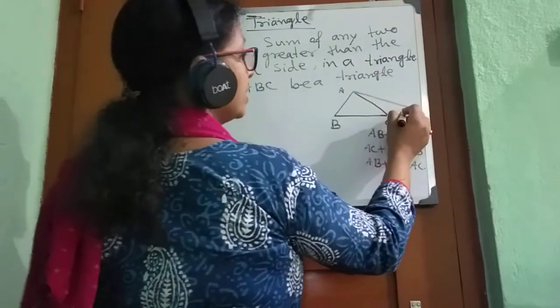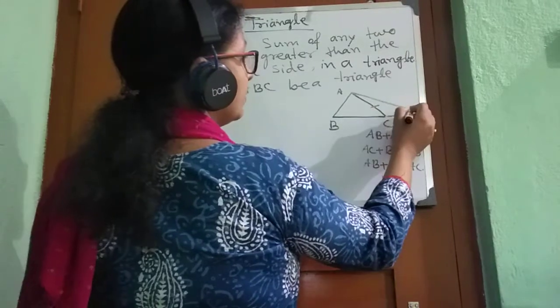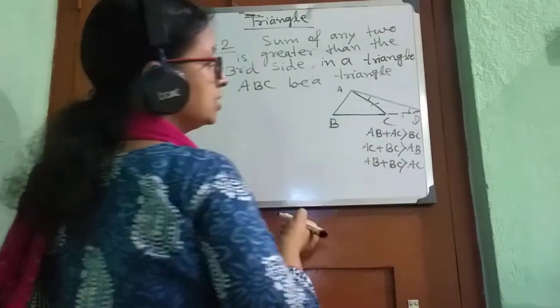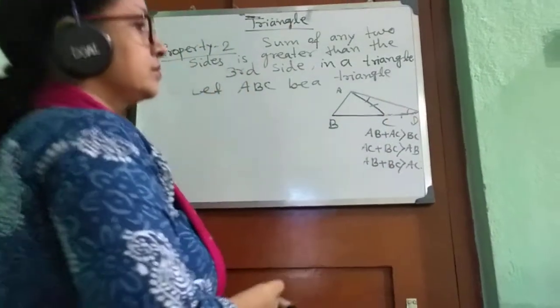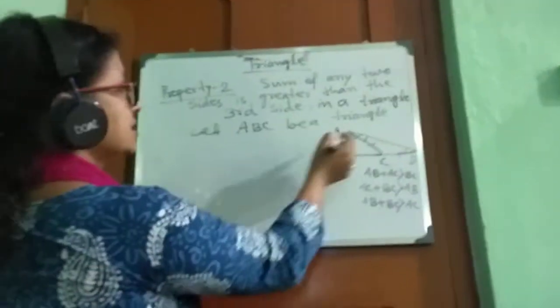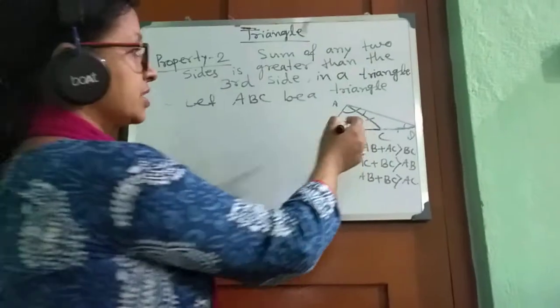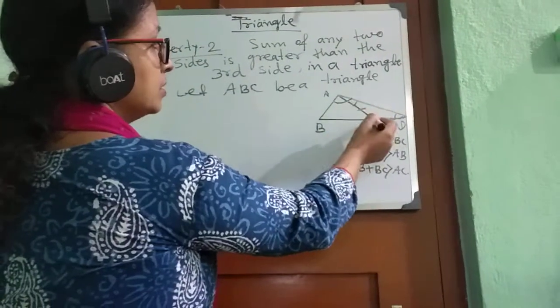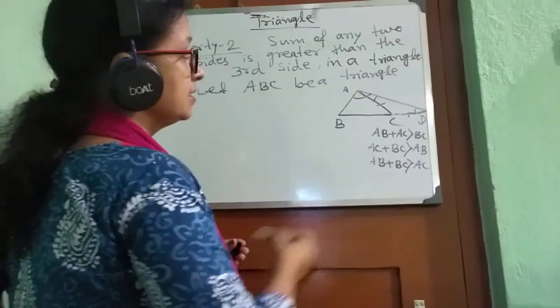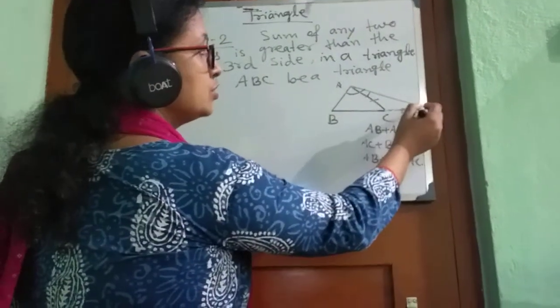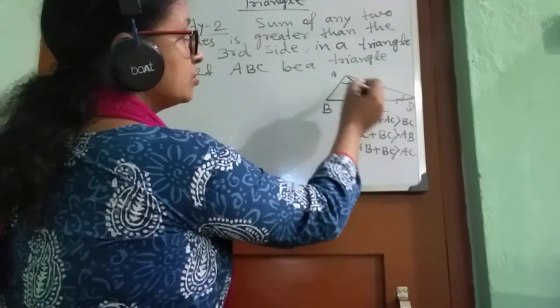Okay, so when these two sides are equal, obviously these two angles are also equal. It becomes an isosceles triangle. So first I have done a construction. What construction have I done? You have seen. I have taken AC, and ABC is produced to D in such a way that CD is equal to AC.